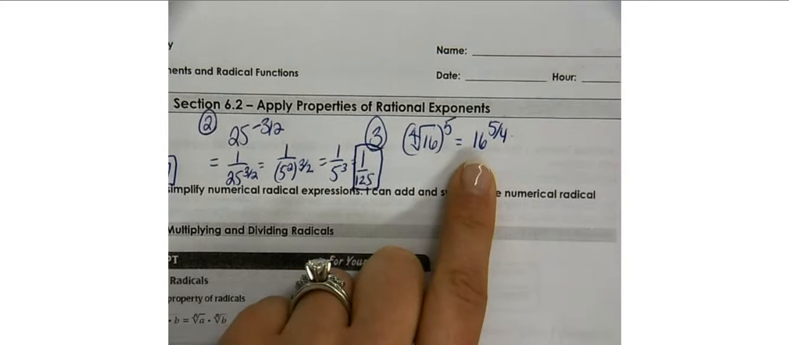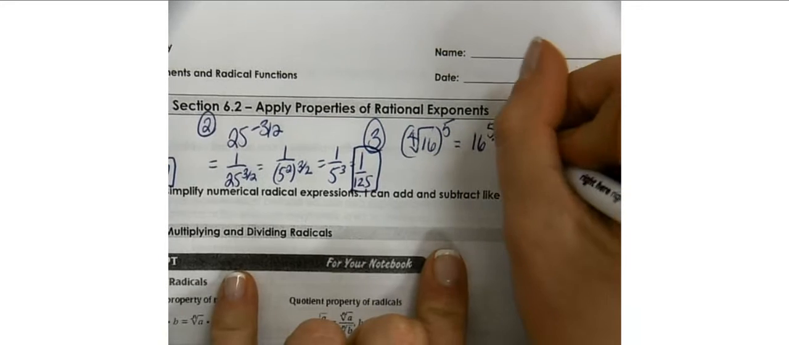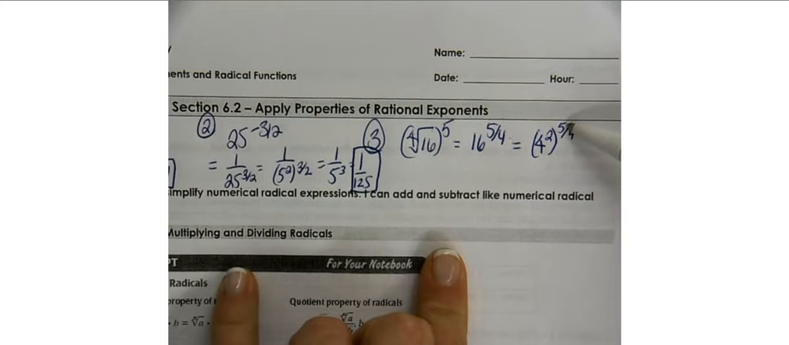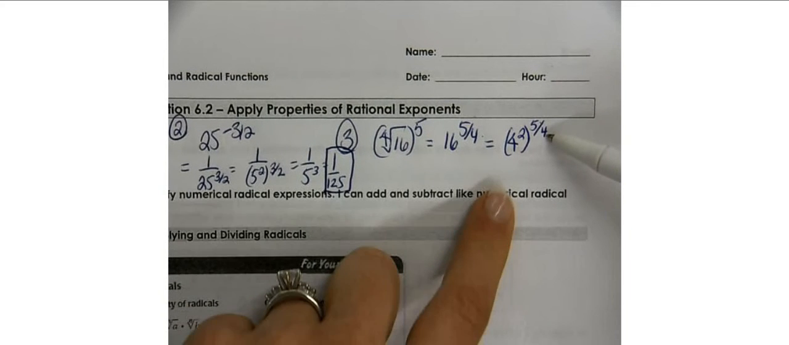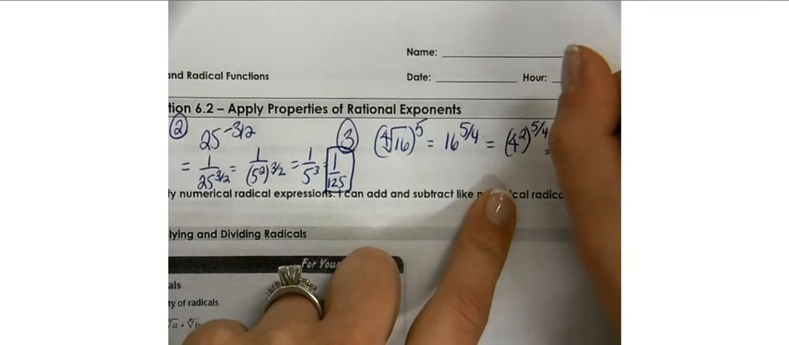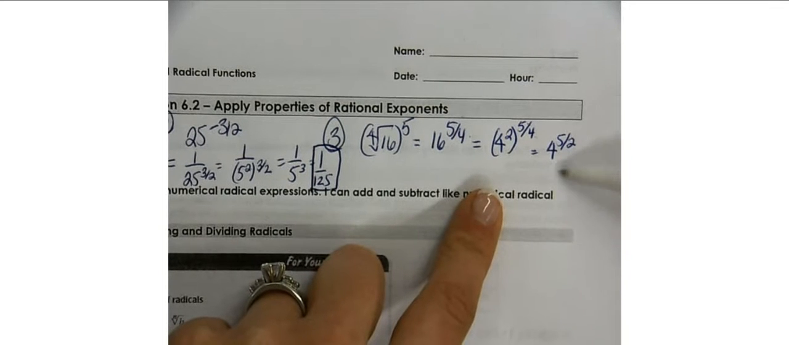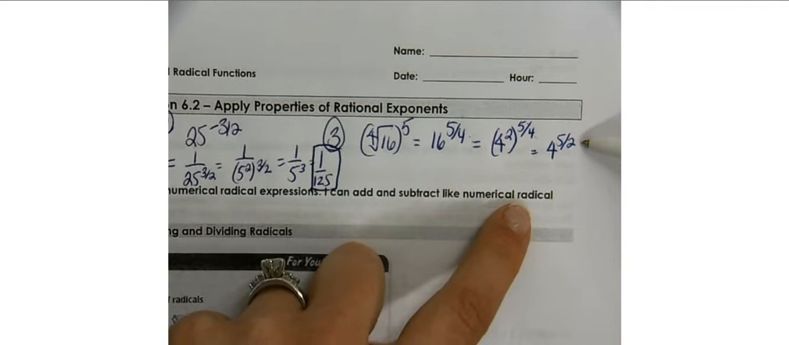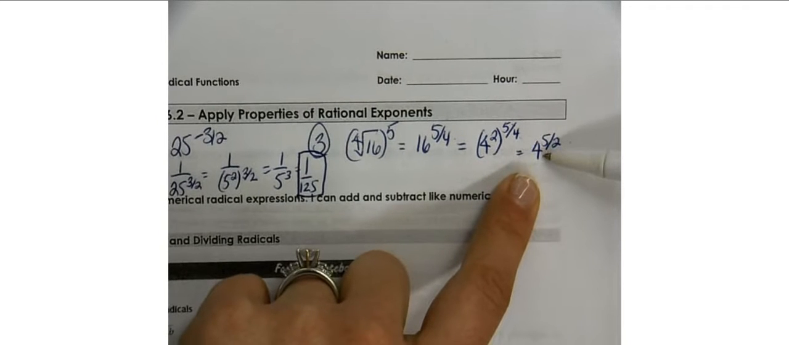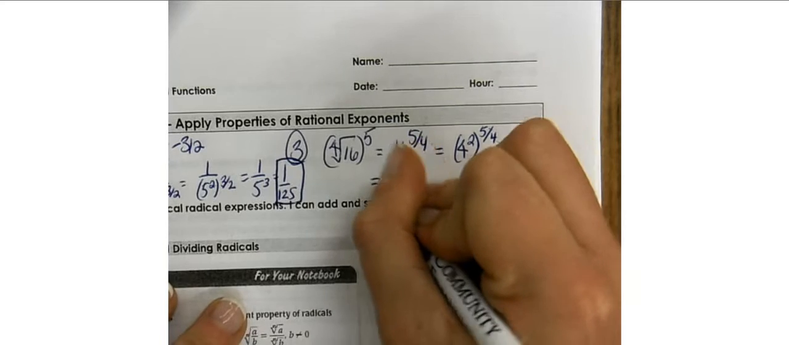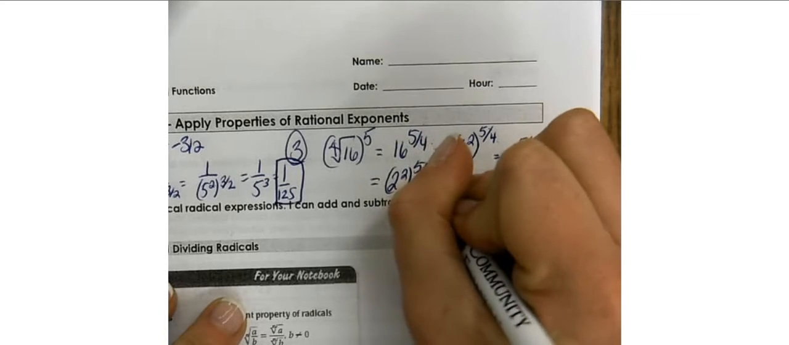Next, whenever I think of the number 16, I always think of the number 4. So I'm going to write 4 squared being raised to the 5/4 power. 2 times 5 is 10, and 10 over 4, that's really equal to 5/2. So this is 4 to the 5/2 power. Unfortunately, I still have a fraction exponent, so that tells me I need to keep going. And whenever I think of the number 4, I always think of 2 squared. So I'm going to rewrite this as 2 squared raised to the 5/2 power.